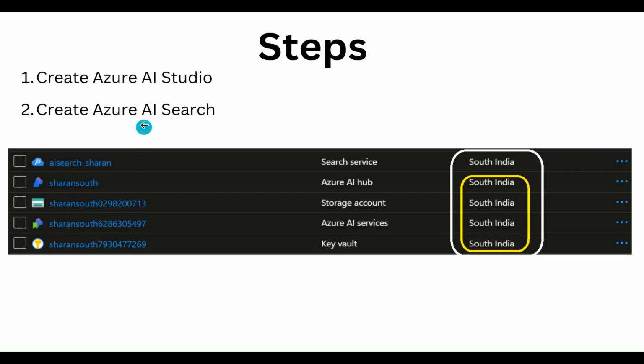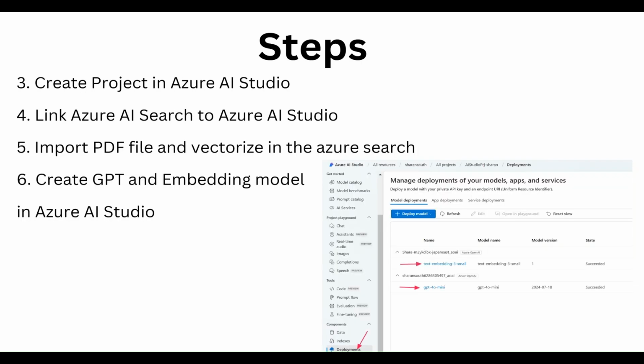If we go to the next step, there you can see that we have created Azure AI Studio and AI Search. When you create the Azure AI Studio, a set of resources gets created automatically, which includes your hub, storage account, AI services, and the key vault. You have to create the AI Search separately. Once you create these components, you have to create a project within the Azure AI Studio. So you go into the Azure AI Studio, then you create a separate project.